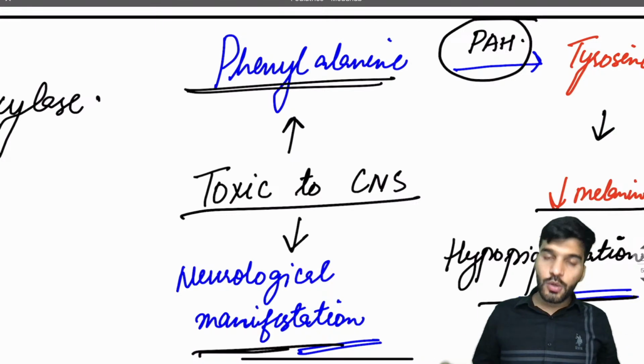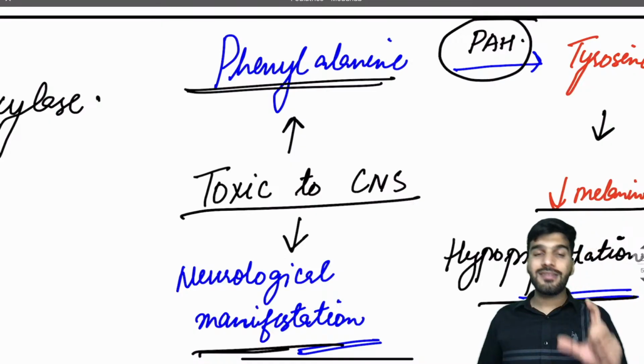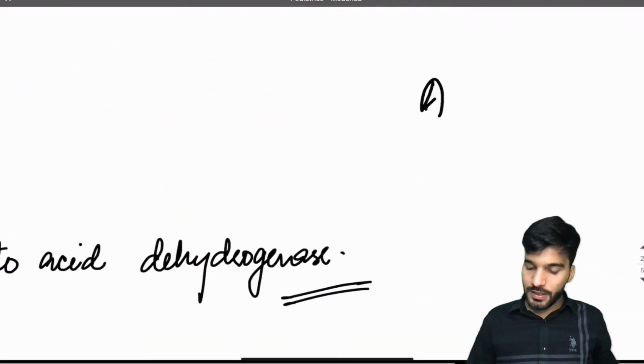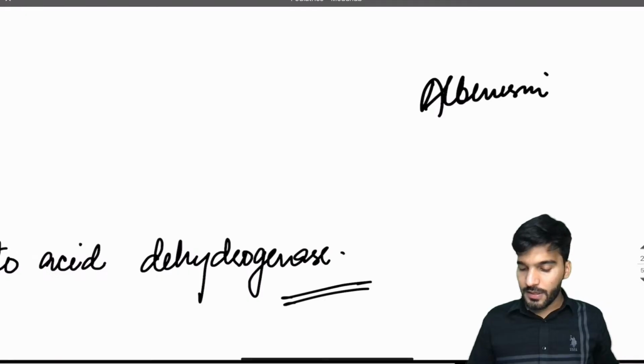If melanin is absent, the condition is called albinism. If the enzyme deficient was asked, it is going to be tyrosinase. Albinism, what is the enzyme deficient? In albinism, the enzyme deficient is tyrosinase.